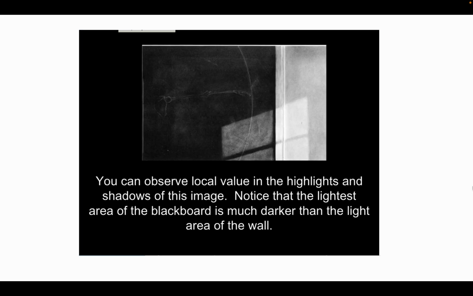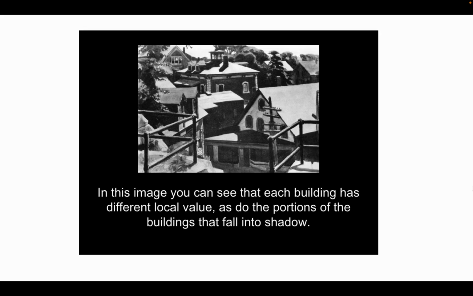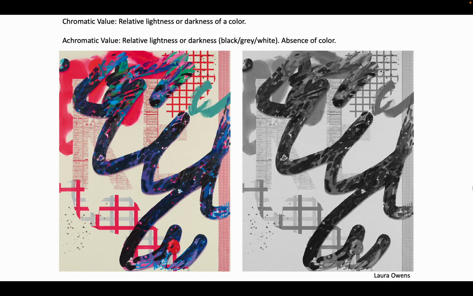You can observe local value very easily, especially in this image. The light shining across the board, the chalkboard, and the wall here ultimately tell you that the local value itself is very different from one to the next. You can see that the buildings rendered in this drawing, this is an ink drawing, are very distinctly different from one to the next because they are respectively very different colors, thus very different values.